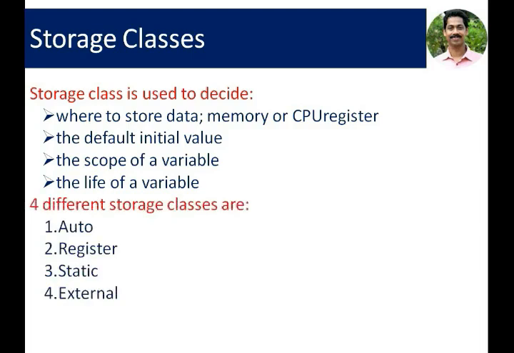The 4 different storage classes are auto, which stands for automatic. All ordinary variables are by default automatic. If we are not mentioning any storage class, that will be automatically stored into memory.